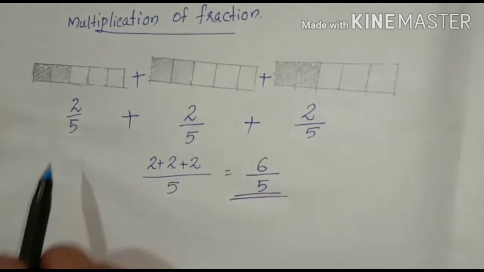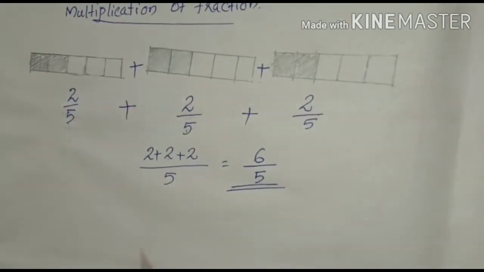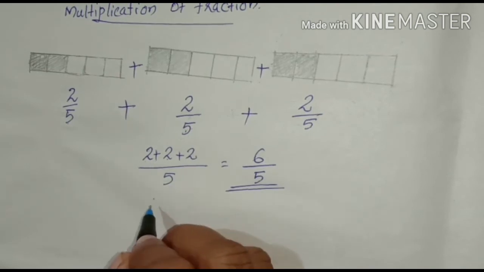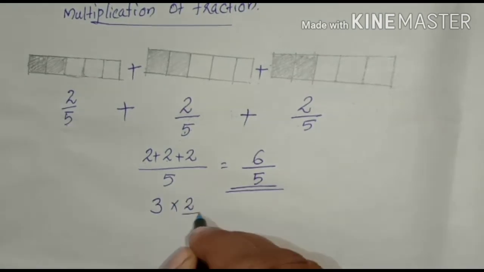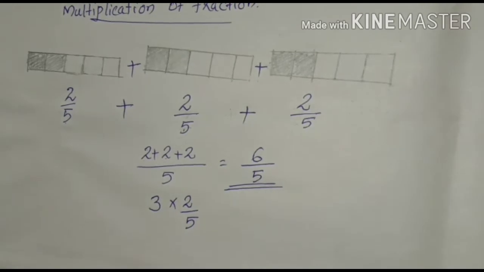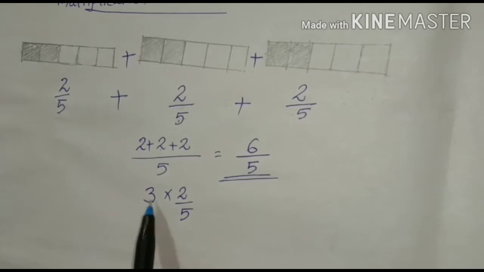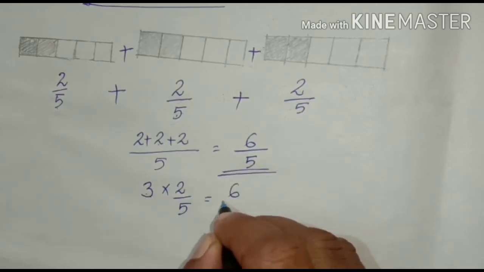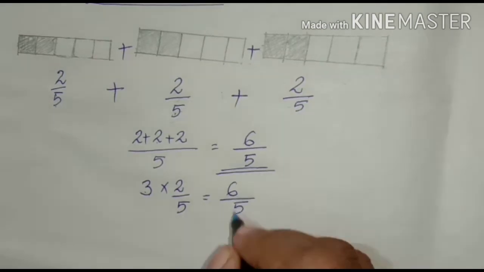Here, 2 by 5 plus 2 by 5 plus 2 by 5 is the repeated addition of the same fraction. We can multiply. How many times we have to add here? 3 times. 3 times 2 by 5. We can multiply the same like this. How do we multiply? We have to multiply the numerators by the repeated number. That means 3 2s are 6. Write the denominator 5. So the answer is 6 by 5.